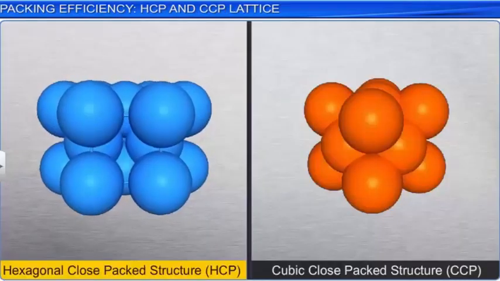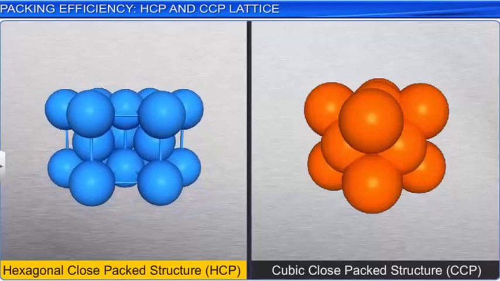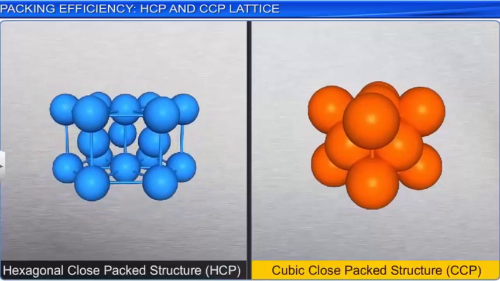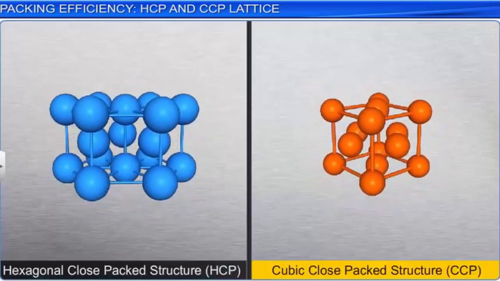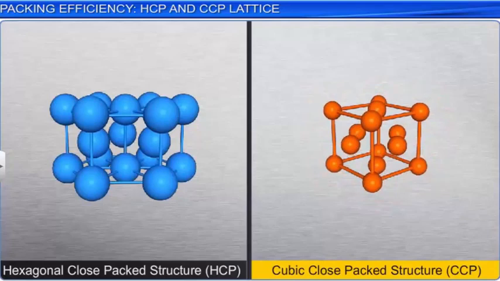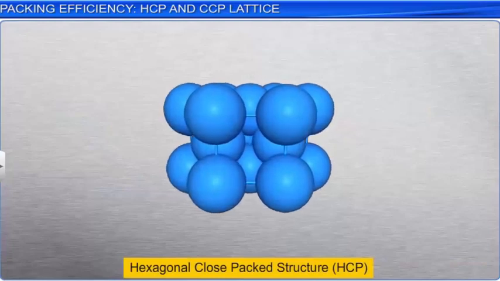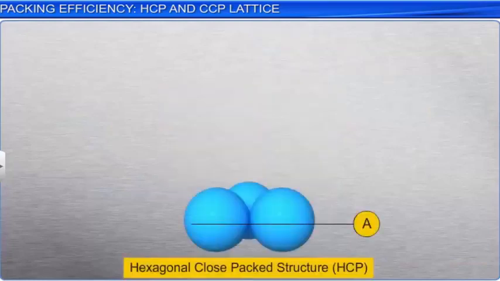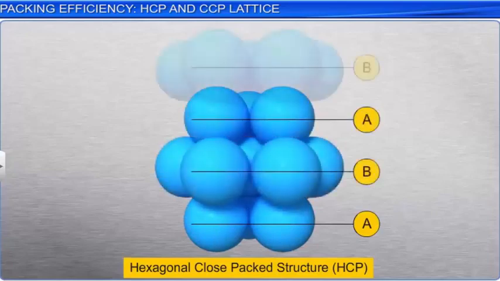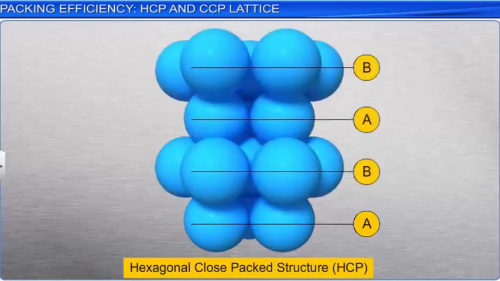You know that HCP stands for hexagonal close packing and CCP for cubic close packing arrangement of particles. Now let us study hexagonal close packing. In this arrangement, the spheres are closely packed in successive layers in the AB-AB type of arrangement, as shown here.